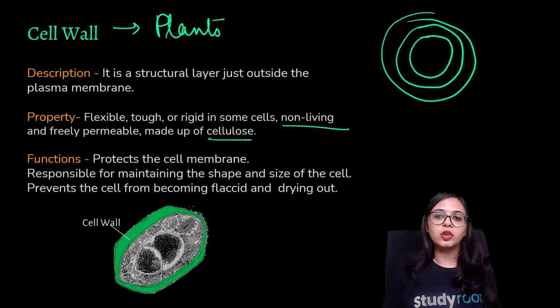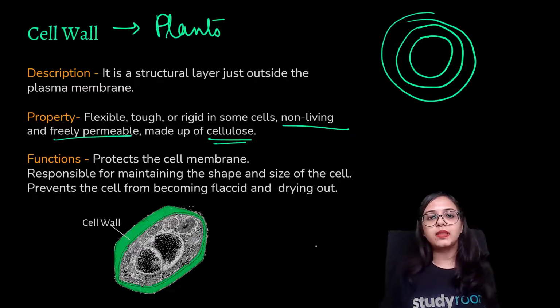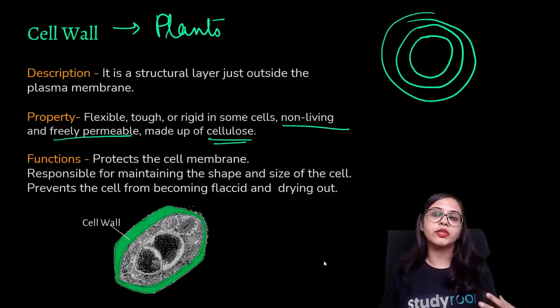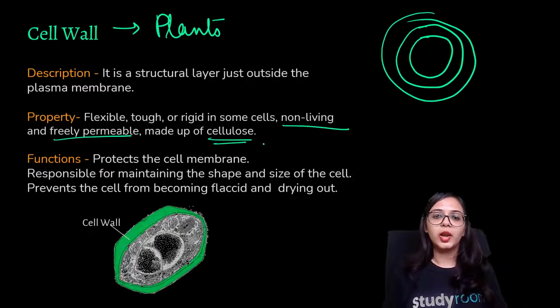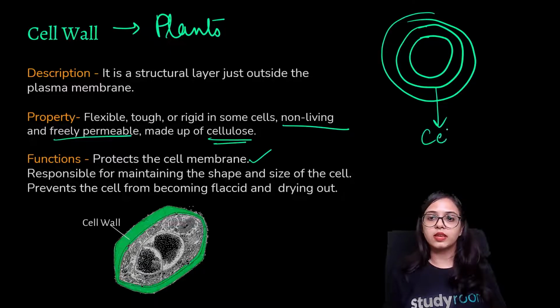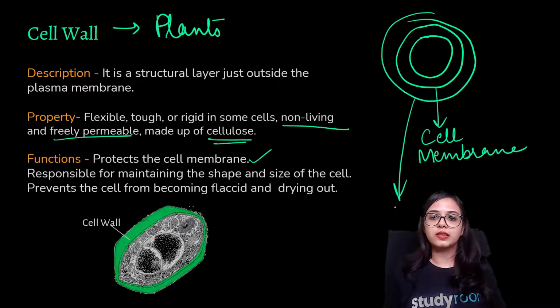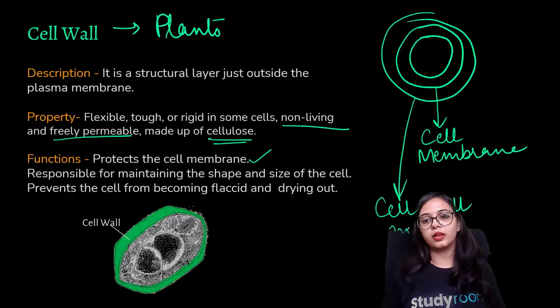It is made up of cellulose. Cellulose is a hard material and it is freely permeable. That means it easily allows particles to go in as well as go out. Functions? It protects the cell membrane. So if this is the cell membrane, okay, the outer covering is the cell wall. This is non-living and this is living.